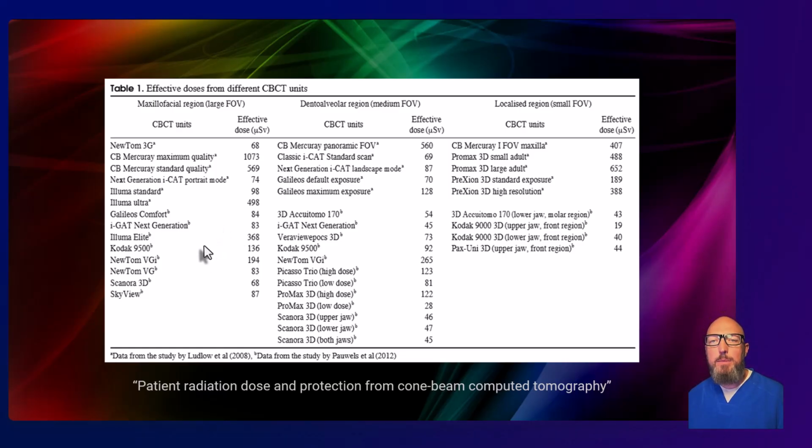But even within the same CBCT, the settings can make a 10 times difference in dose depending on the machine and the protocol. And so what do you need to know as a clinician? Well, what do you control? You control the field of view. Choose the smallest one appropriate for the question. You control the resolution. Higher resolution usually means higher dose. And so use the lower voxel size, the lower resolution that answers the question adequately.